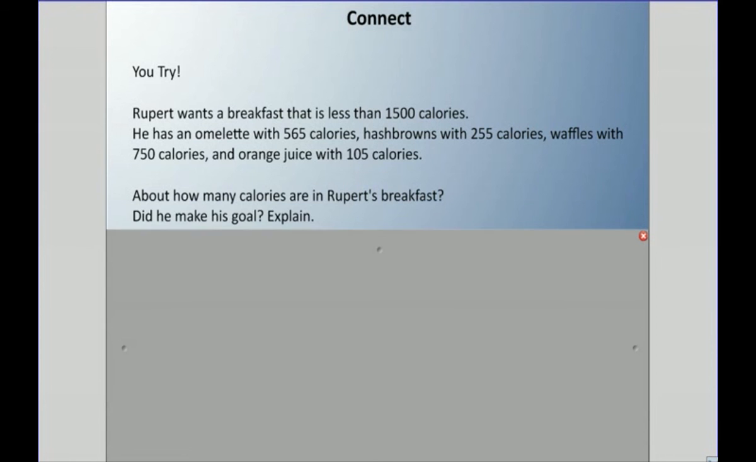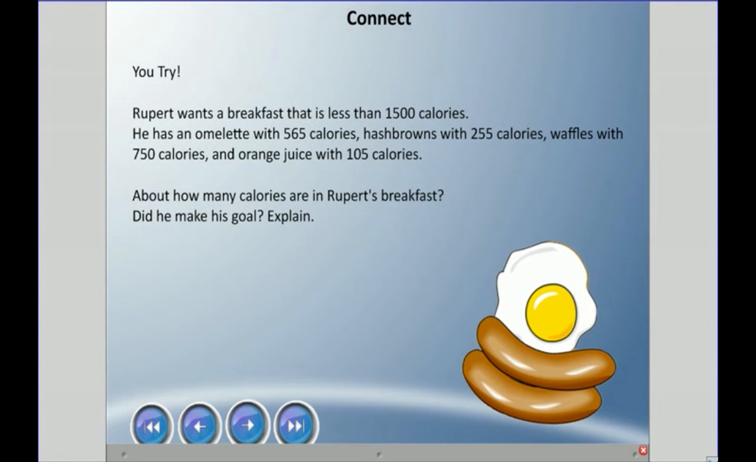So about how many calories are in Rupert's breakfast? So that's step one here. And did he make his goal? And I want you to explain that. So take a couple seconds, figure out about how many calories are in his breakfast and did he make his goal?